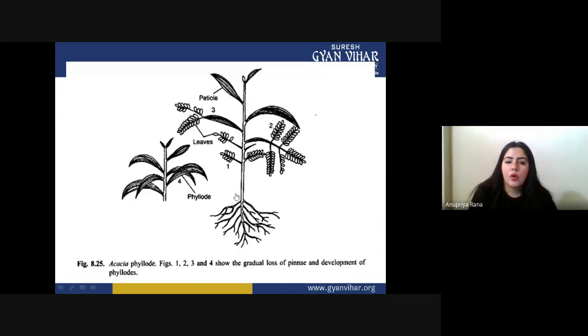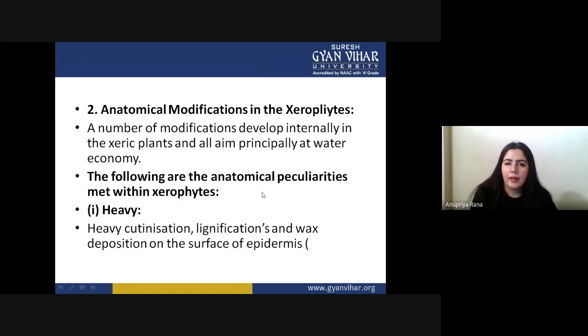Now this was all about the morphological adaptations. Now we will see some anatomical modifications, like what kind of changes happen inside the internal structure of the plant. So the very first anatomical adaptation starts with heavy cutinization, lignification, waxes, and deposition on the epidermis. This is the very first thing that happens in the anatomical modification of xerophytes.